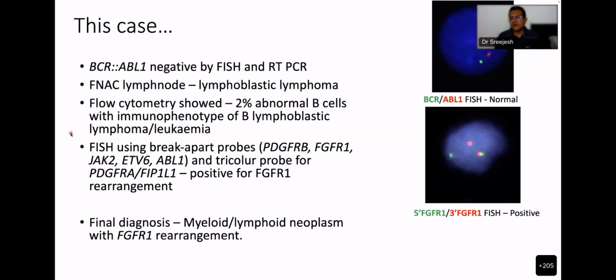Now BCR-ABL came negative. You look for other translocations by cytogenetics, or if you have the facility and the patient can afford it, send for NGS. It should include the fusion panel as well as the mutations. So this was a case of FGFR1 translocated myeloid neoplasm.